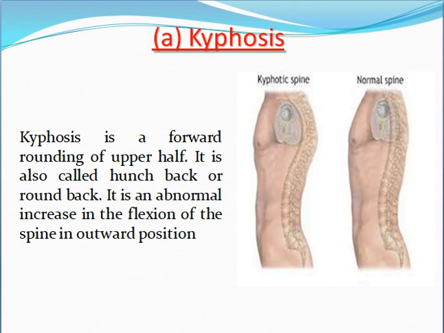It is an abnormal increase in the flexion of the spine in an outward position, and you can see in the picture. This is the normal spine in which there is a small or normal arch, right? But in this image, the upper backbone or upper spinal cord is moving outwards, or bending forward. So this kind of postural deformity is known as kyphosis.